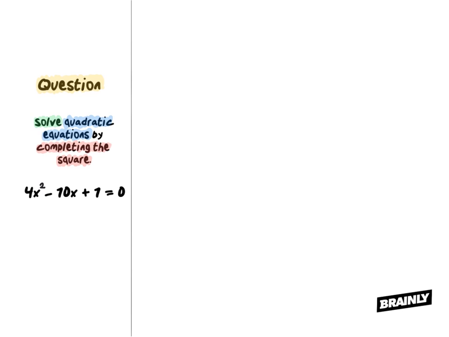In this video, I want to solve this equation by completing the square. First thing I'm going to do is keep the x's on one side and put the number on the other side. So I'm gonna subtract 1 from both sides. If I subtract 1 from both sides, that will leave me with 4x squared minus 10x equals negative 1.